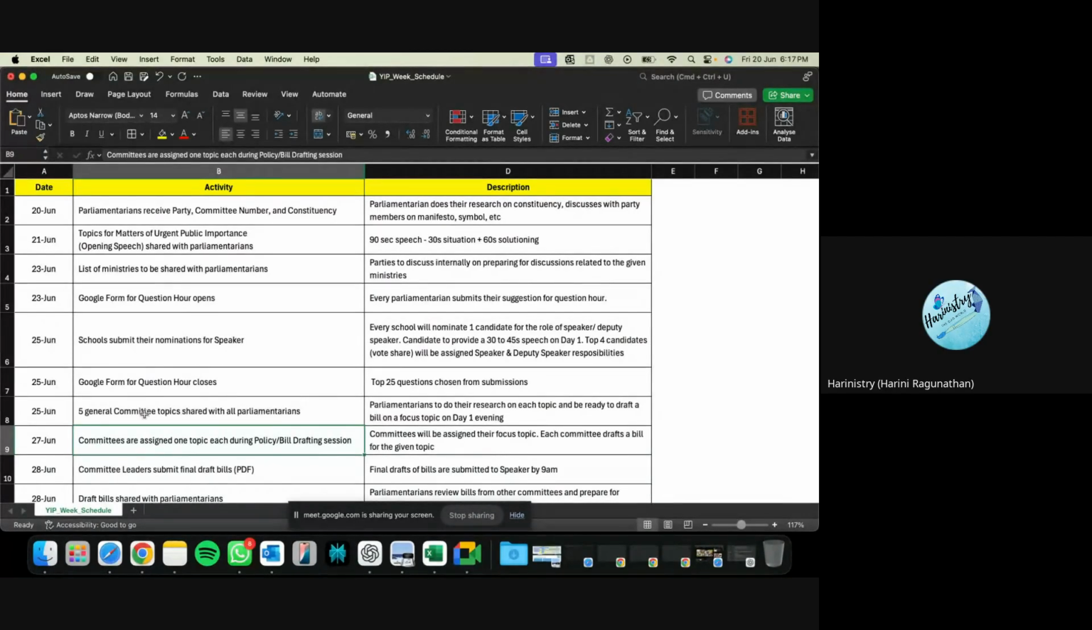So, for the bill drafting, should it be about a single topic, or can it be about any topic? We will give each committee a topic. The speaker on day 1 will assign each committee exactly the topic the bill should be about. Again, this is going to be broad, and you will be focusing on that topic and drafting the relevant bill based on the current situation of that topic in India. So each committee will be given one topic? Yes, correct. Okay, thank you.